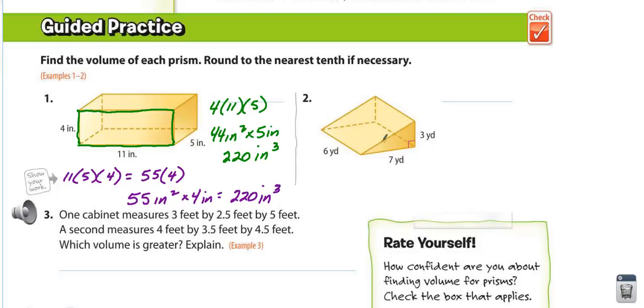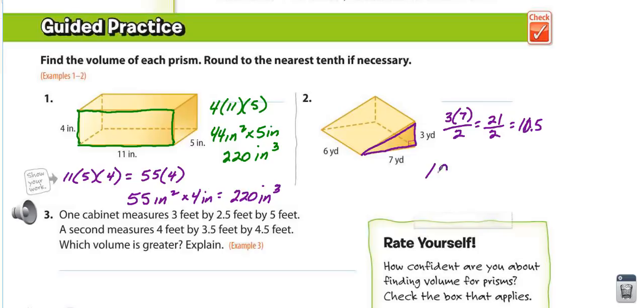Number 2. So on problem number 2, we have a triangular prism, and we know that the first thing we're going to do is find the area of that. We're going to multiply the 3 times the 7 and divide it by 2, which is 21 divided by 2, which is 11.5. Oops, excuse me, it's 10.5. My mistake. 10.5. Then we're going to take that 10.5, which is the area of that triangle.